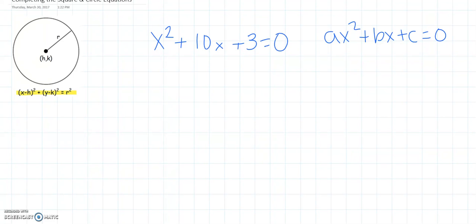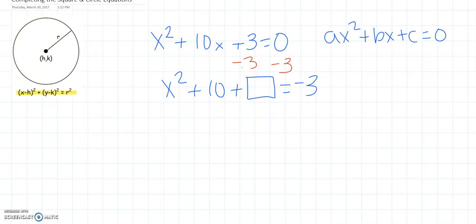In order to do this, we're going to move that minus 3 to the other side. So let's subtract 3 from both sides. Please recall that whatever you do to the left, you must do to the right in order for your equation to maintain equality. So now in place of that 3 that we moved, I'm going to place a little box for our new number. On the opposite side now, I'm going to have equals negative 3.